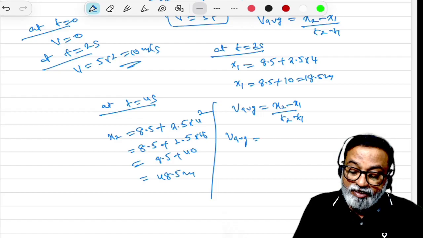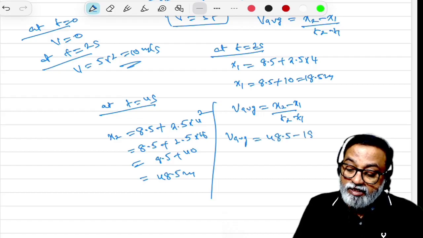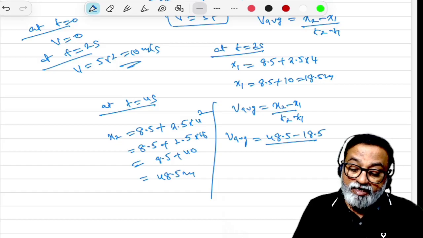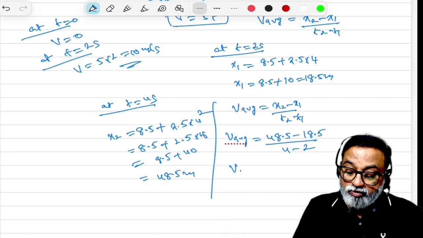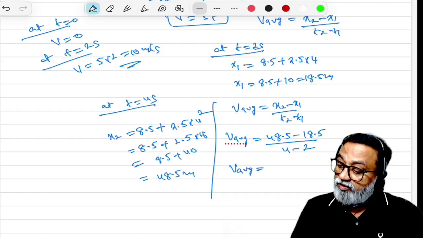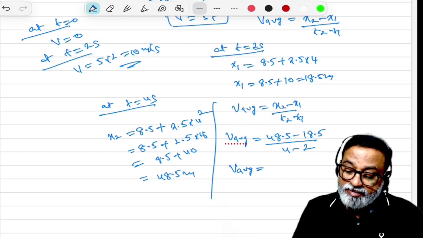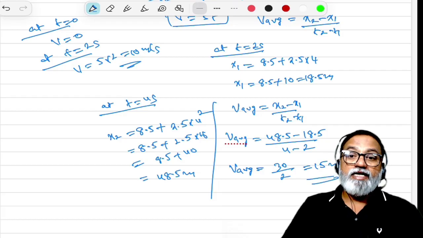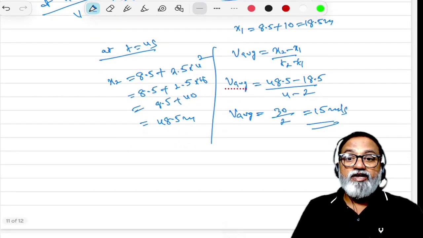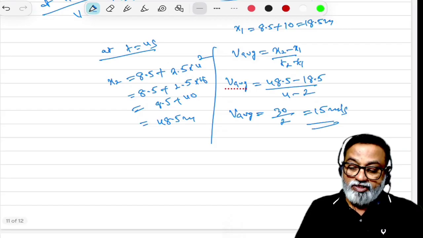Then average velocity is equal to x2 minus x1 by t2 minus t1. x2 is 48.5, x1 is 18.5, and the time is from 2 seconds to 4 seconds, 4 minus 2. Therefore, V average is equal to 48.5 minus 18.5, 30 by 2, that is 15 meter per second. This is the average velocity.